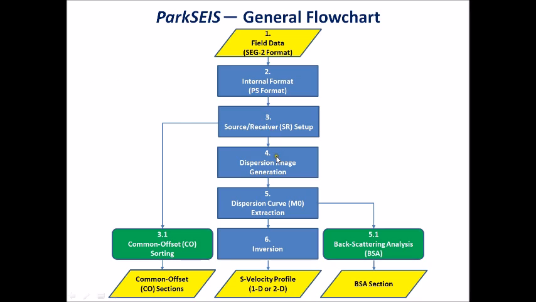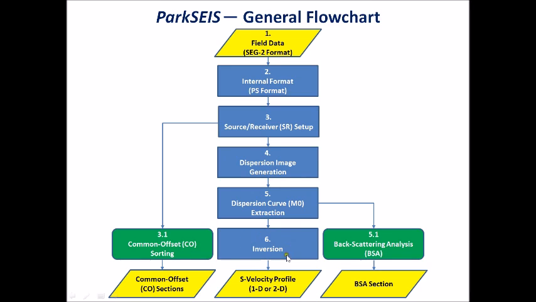And then you move on to step number 4, which will generate dispersion images. One dispersion image will be generated from one field file. So if you started with multiple field files, like 10 field files, then you will end up with 10 dispersion images generated at the end of step number 4. And then you will move on to step 5, where you will extract one fundamental mode dispersion curve from each dispersion image. Then those extracted dispersion curves will be passed onto the final analysis step, which is inversion.